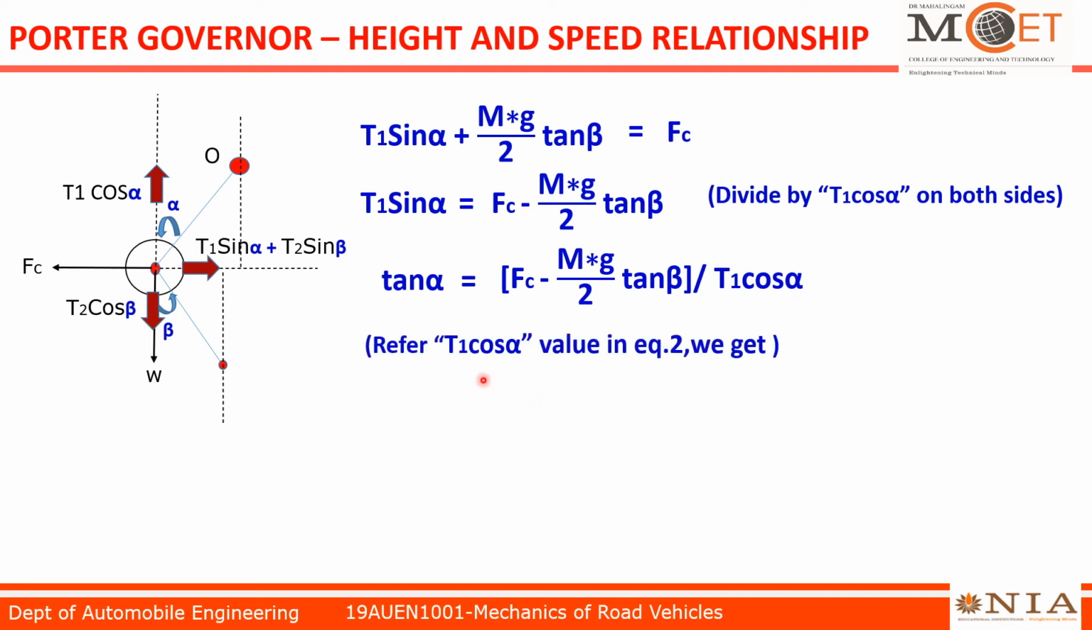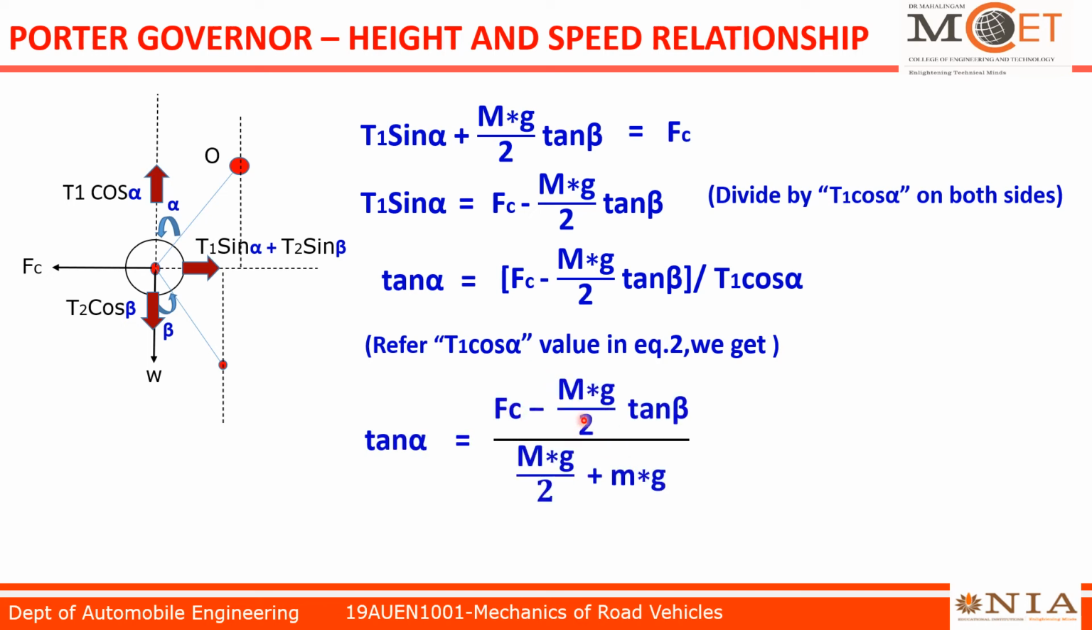Referring to the T1 cos alpha value, we get tan alpha equal to (Fc minus mg by 2 tan beta) divided by (mg by 2 plus mg). The T1 cos alpha value we get is caps Mg divided by 2 plus small mg. If you bring this bottom term to the left side, we get (caps Mg divided by 2 plus small mg) into tan alpha equal to (Fc minus mg) divided by 2 into tan beta.